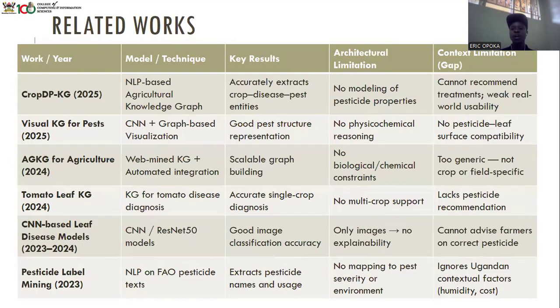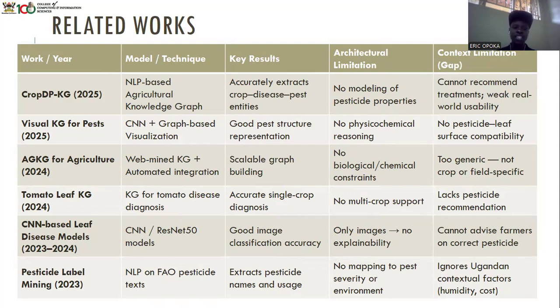Moving on, we have related works. Here we have the work CropDP-KG from 2025, which had an architectural limitation of no modeling of pesticide properties. So we came up with our system, which works on this problem. For this one, we model pesticide properties based on reasoning, which they could not.